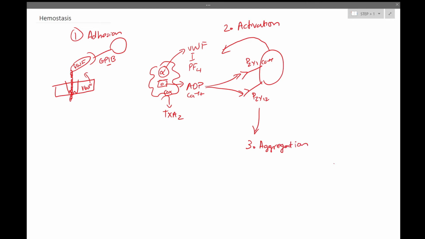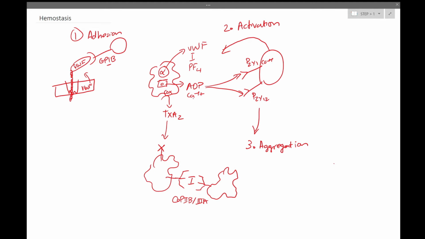Once several platelets have basically activated, and they all have the stellate shape, what holds them together is this GP2B3A receptor and that factor 1, or fibrinogen, that was released before. So GP2B3A and factor 1 are what cause aggregation. The thromboxane A2 also binds to its own receptor called the thromboxane receptor, and that also promotes aggregation. So adhesion, activation, and aggregation are the three major steps in primary hemostasis.